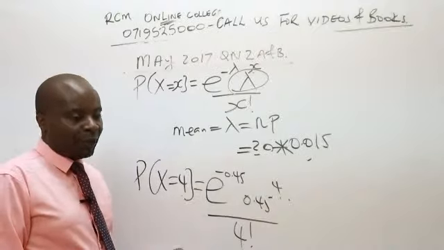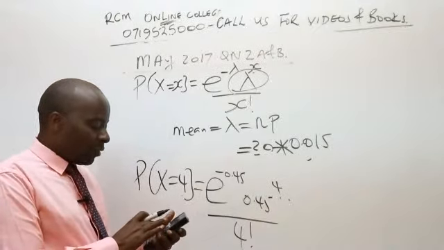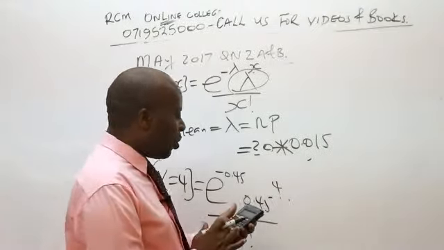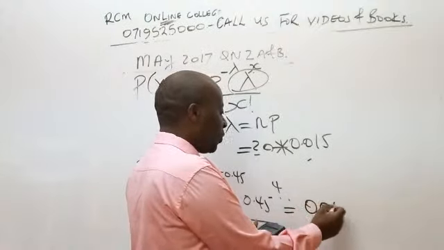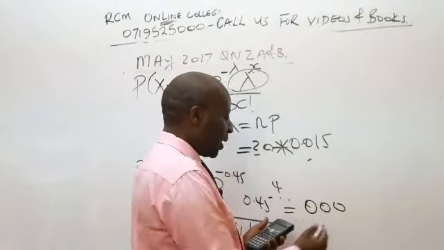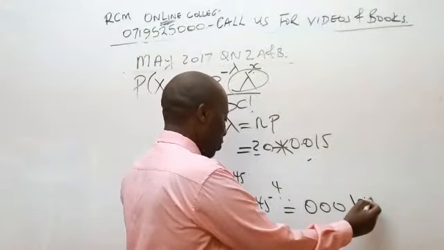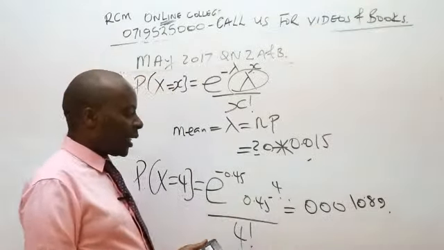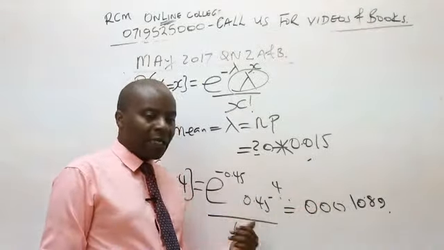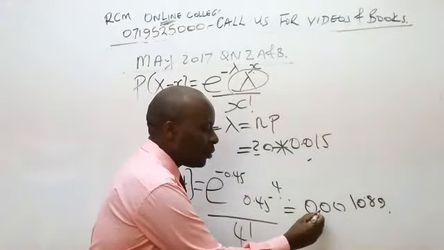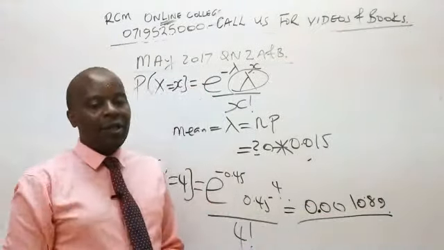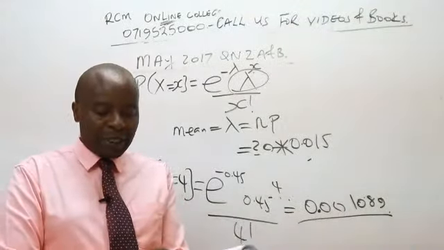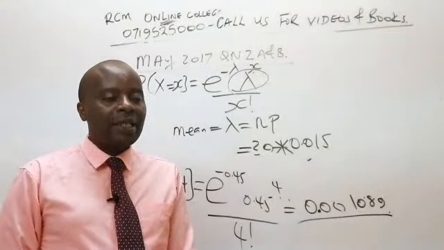I hope you are able to remember where the factorial is. Divided by 4 factorial, which at the end of the day gives us quite a very small probability, which has 3 zeros on the left-hand side, and then we have 1.089. So we have 1089. Of course, I'll write the 3 zeros on the left-hand side, and then I'll plug in the decimal. That is the probability. A very small probability. So that is the answer to number 1.